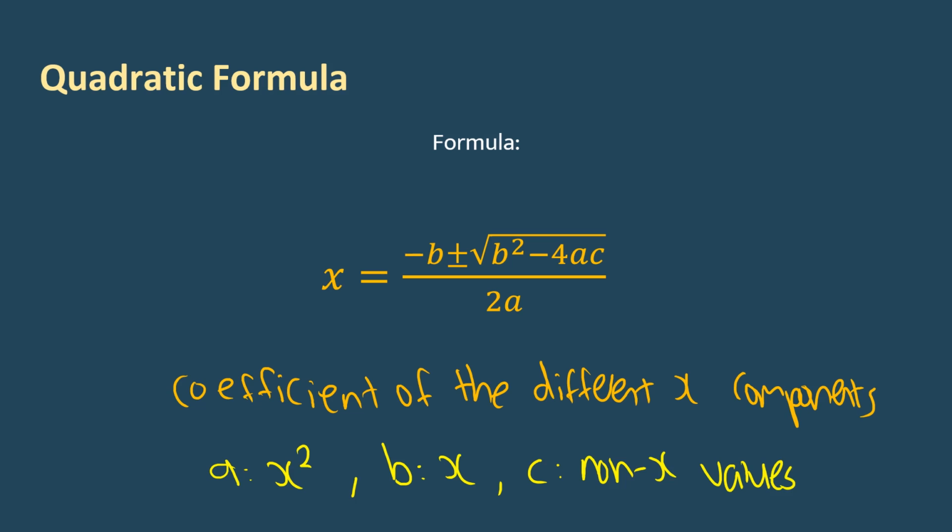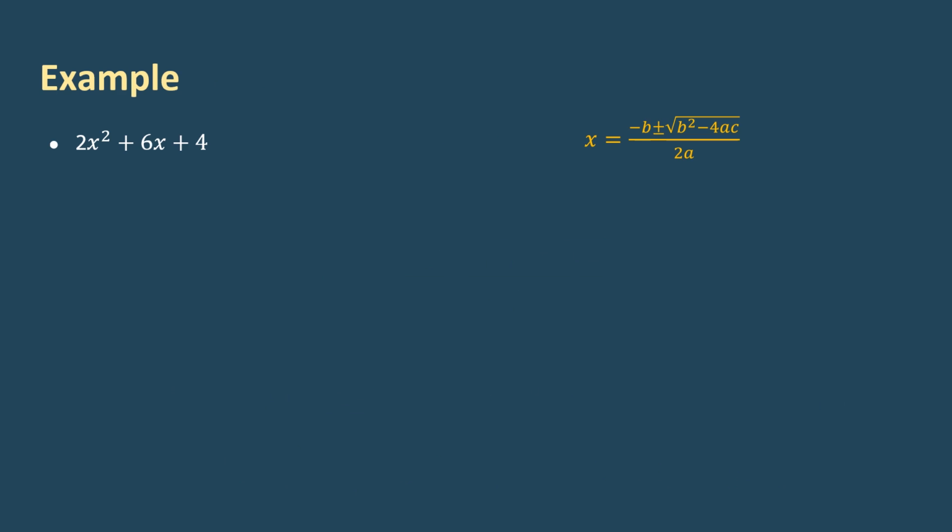Okay, let's look at an example to see how this is done. So we have an example which is 2x squared plus 6x plus 4. I've also placed the formula on the right hand side so we can see what the formula is. Before we begin, we're going to write out our coefficients. A, which is x squared, has a coefficient of 2. B, which is the coefficient of x, is 6. And C, the non-x value term, is 4.